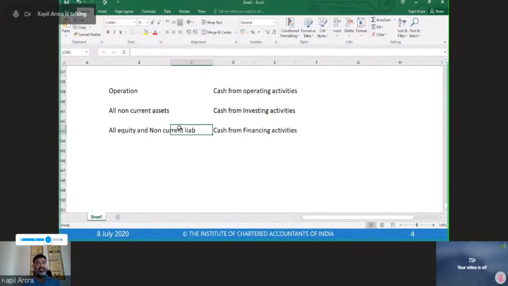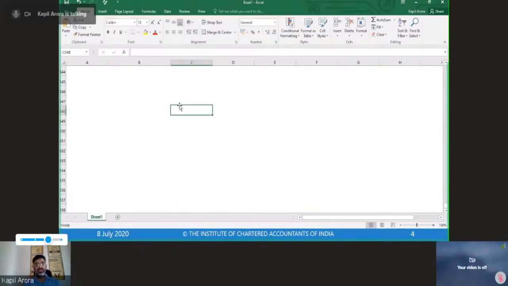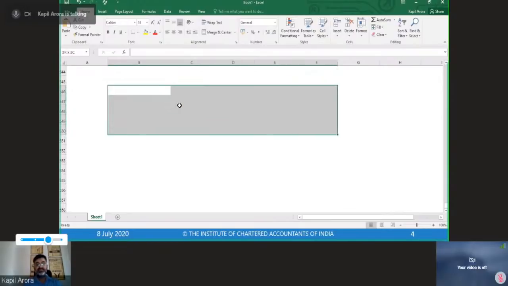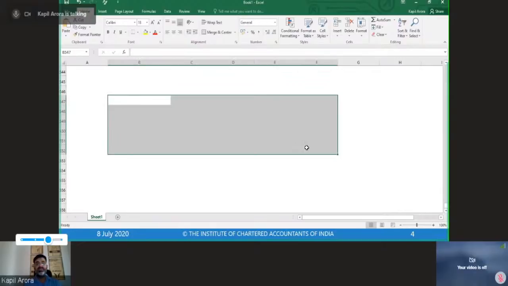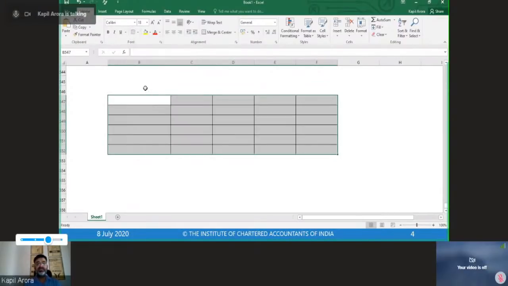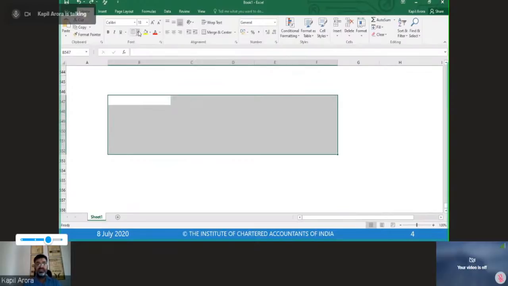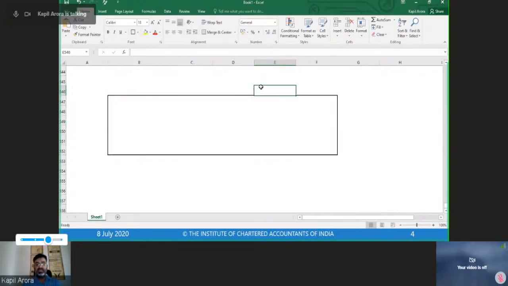Why am I discussing that? Let's assume one company has their balance sheet for 2 years, year 1 2019, year 2 2018. They have the cash balance. Cash balance here is 1 lakh, and cash balance here in 2019 has gone to 25 lakh.